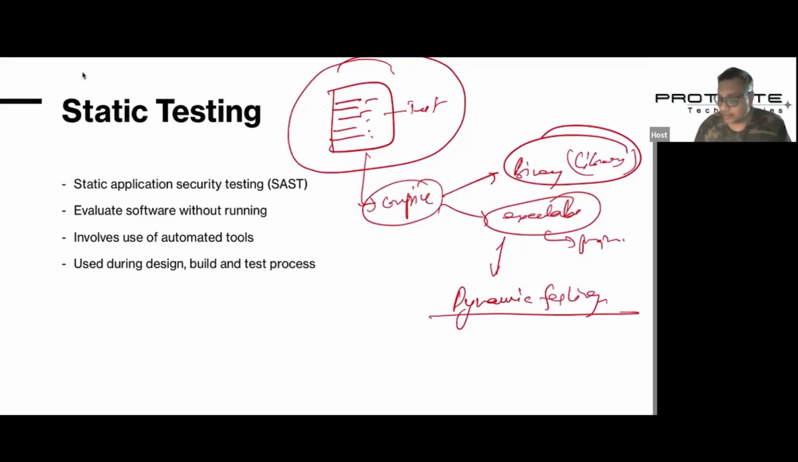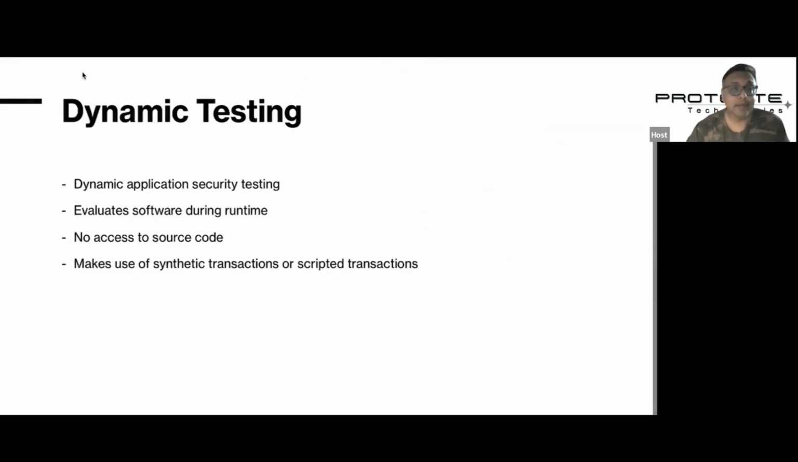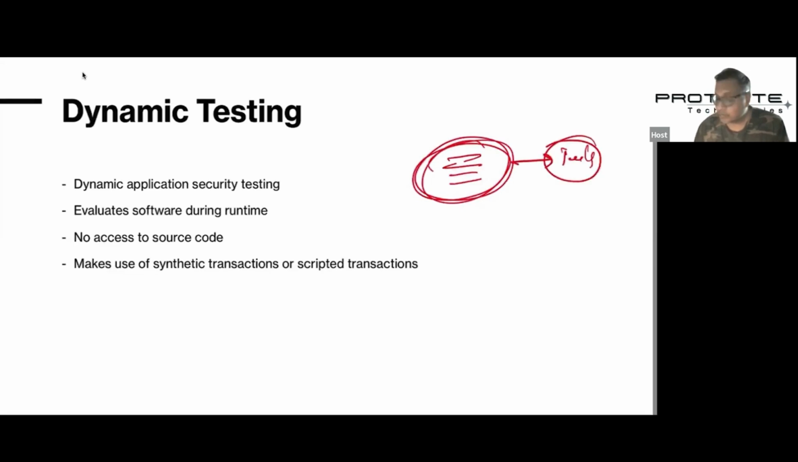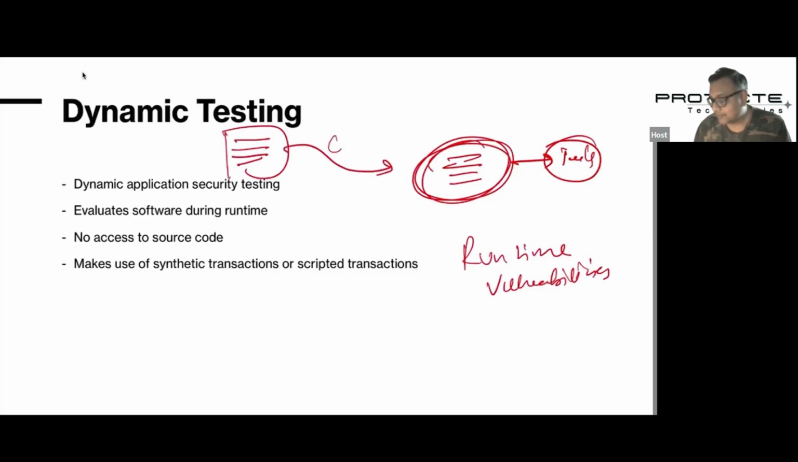But once you run the code, you need dynamic testing. Dynamic testing actually runs the code, and once the code is running, it tests. So it finds out what the vulnerabilities are at runtime. It gives you runtime issues, runtime vulnerabilities. Now, dynamic tools will not have access to the source code because it has been compiled. Since it's compiled, it is either in binary or in executable form, right? Now in dynamic testing, generally user flows are tested.